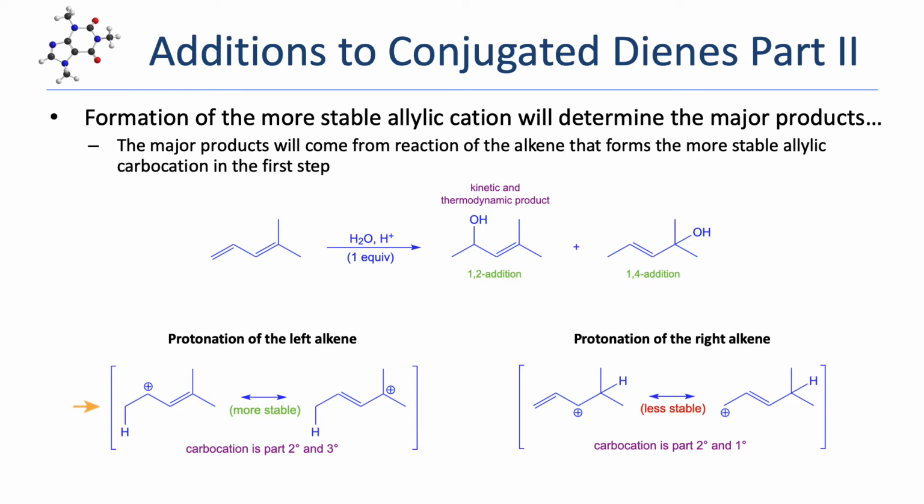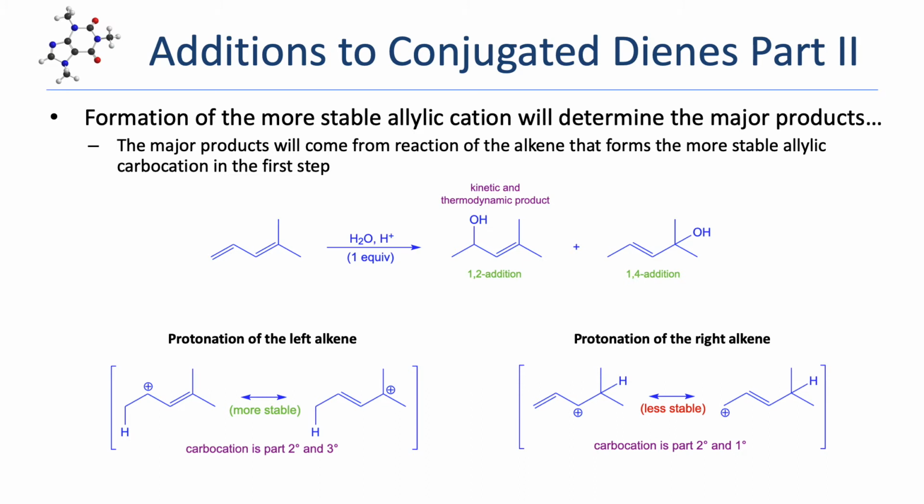And if you look at those two resonance structures, you can see that one represents a secondary carbocation and the other a tertiary carbocation. Protonation of the alkene on the right would lead to the allylic carbocation shown here. And if you look at the two resonance structures, one represents a secondary carbocation and the other a primary carbocation. Because the allylic carbocation that forms from protonation of the left alkene is partially tertiary and partially secondary, it makes it more stable than the allylic carbocation that forms from protonation of the right alkene, which is part secondary and part primary.